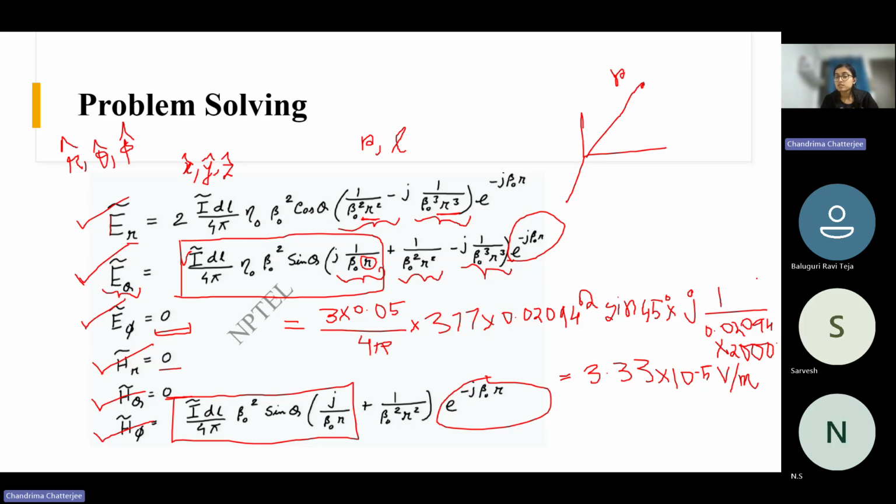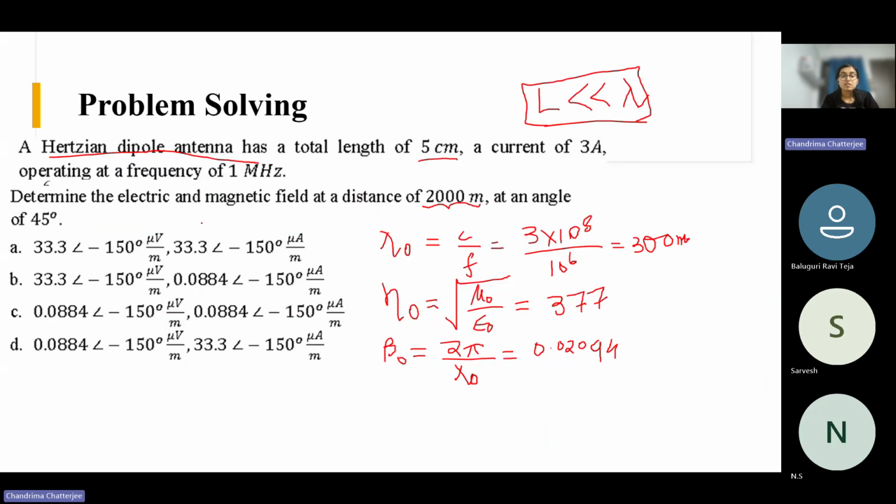Did you guys calculate? Did you get the same value? Okay, so let's see. We have option A and B, both showing 33.3 microvolt per meter. Then we will have to calculate the magnetic field also. These two are the same, and both are showing minus 150 degree.